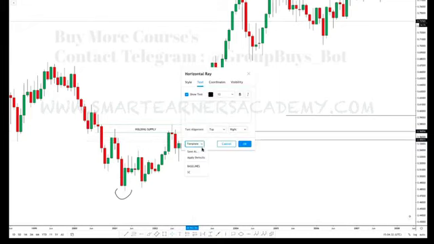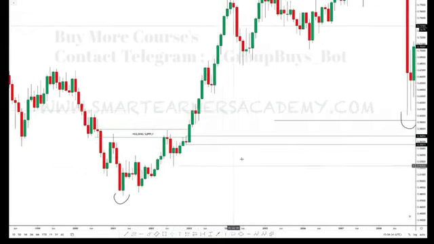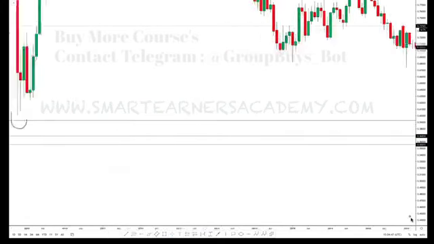So I could say that this area is where I expect price to react from. So that's my point of interest at this point, because what was holding supply got broken by demand. And so therefore, demand is in control right here. So let's see if price got in.